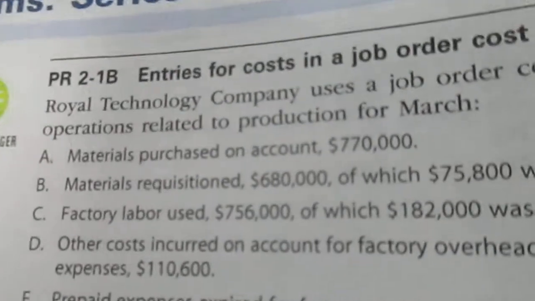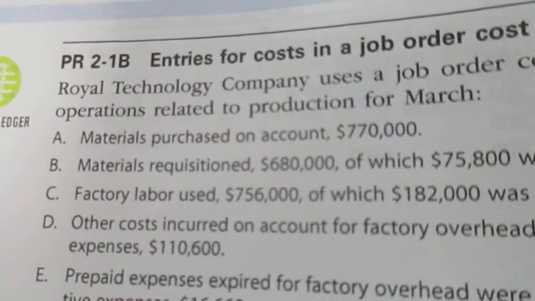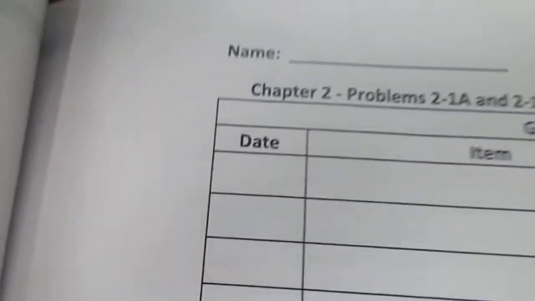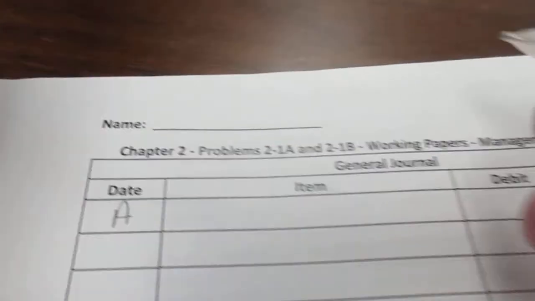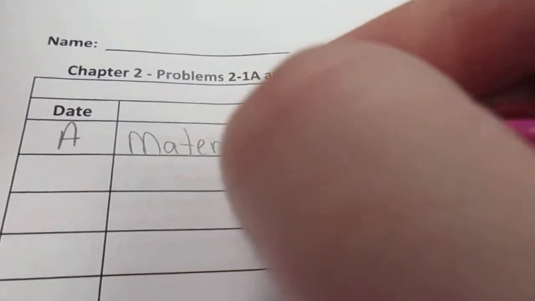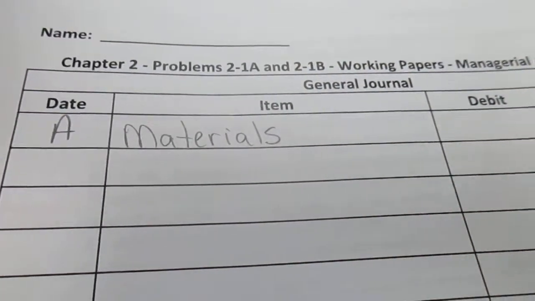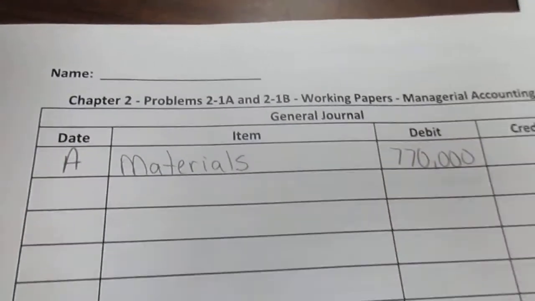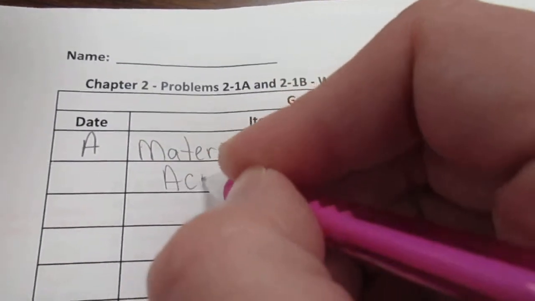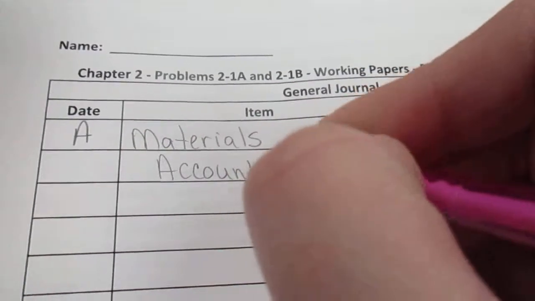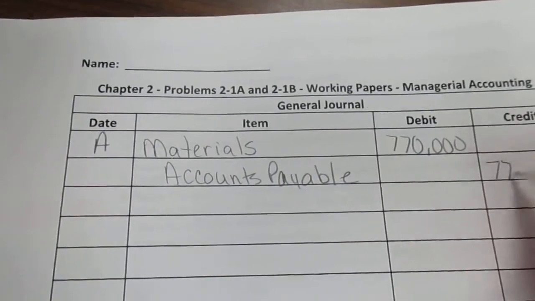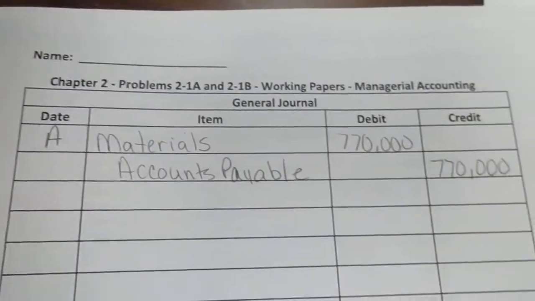If we look at letter A, we've purchased materials on account. Okay, purchased materials on account. So if we go to our journal, move this up here, the date, I'm just going to put the letter A. We've purchased materials, so we're going to debit materials because that's what we're getting here. And it says it was for $770,000. It said on account, so we now owe them that amount of money. So we're going to credit accounts payable to show that we still owe that money. And again, $770,000.